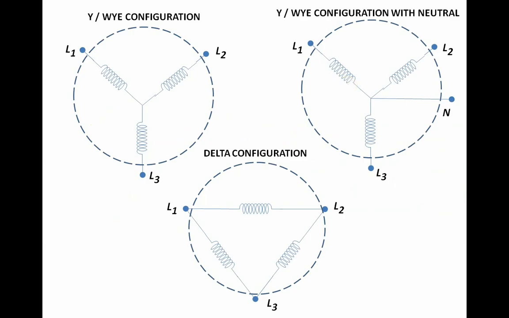Now there are three types of configuration. Basically there are two, but for the Y configuration, we have the neutral. It is called Y because it simply looks like a Y. One side of each of the coils is connected together. On the Y configuration with neutral, we have a neutral connection to the coils. While in delta, we have this configuration.